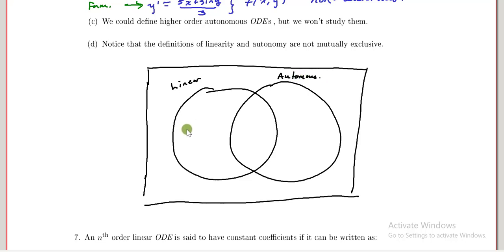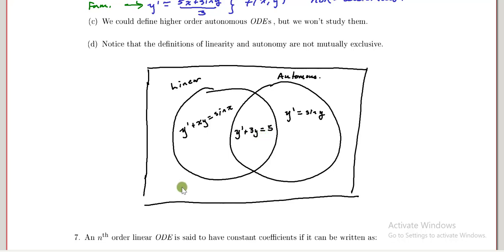We could have an ODE that is linear but non-autonomous, maybe y prime plus xy equals the sine of x. This is linear, but it's not autonomous, so it doesn't fall in the intersection. Likewise, over here, we could have y prime is equal to the sine of y. This ODE is autonomous, but not linear. Then again, there might be equations that are both. So for example, y prime plus 3y equals 5 is an ODE that is both linear and autonomous.